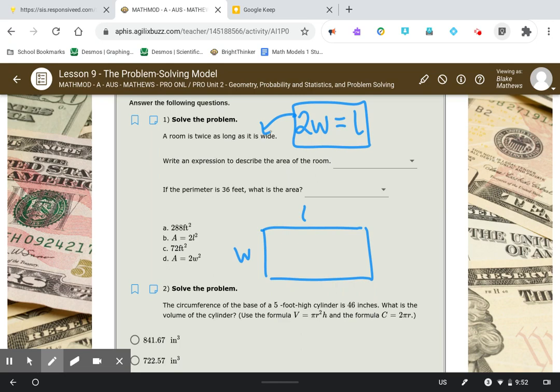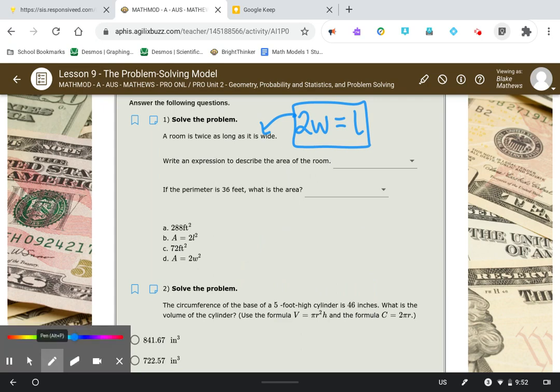And that is the key to solving the problem, because then it says, write an expression for the area of the room. Now we already know that the area of the room is length times width. That's the area of rectangles. So that's one piece of information you need to solve this. But then also we know that the length is equal to 2 width.